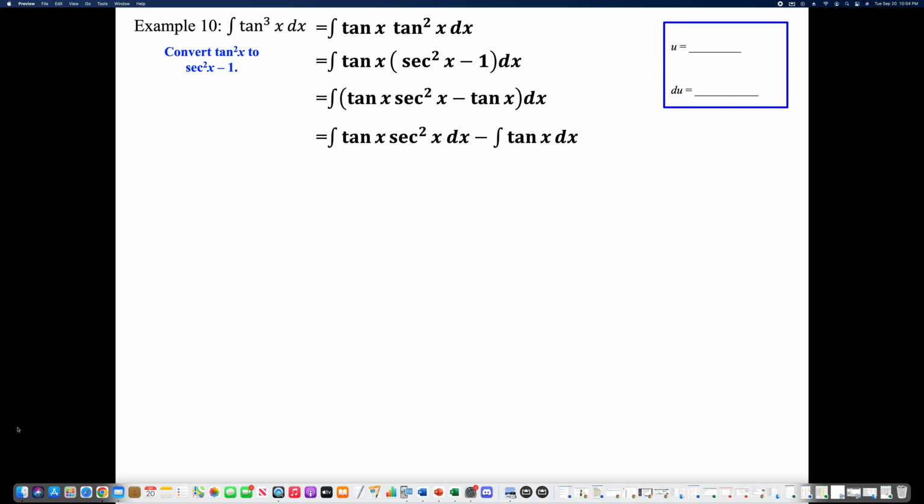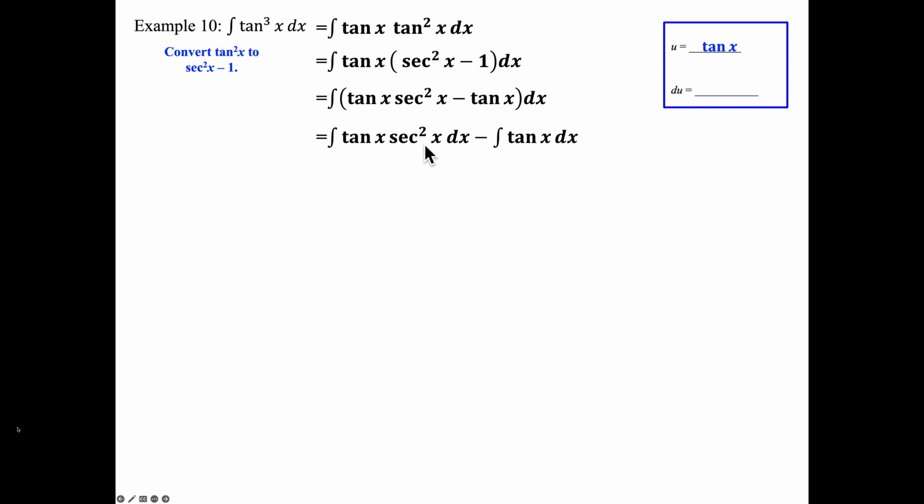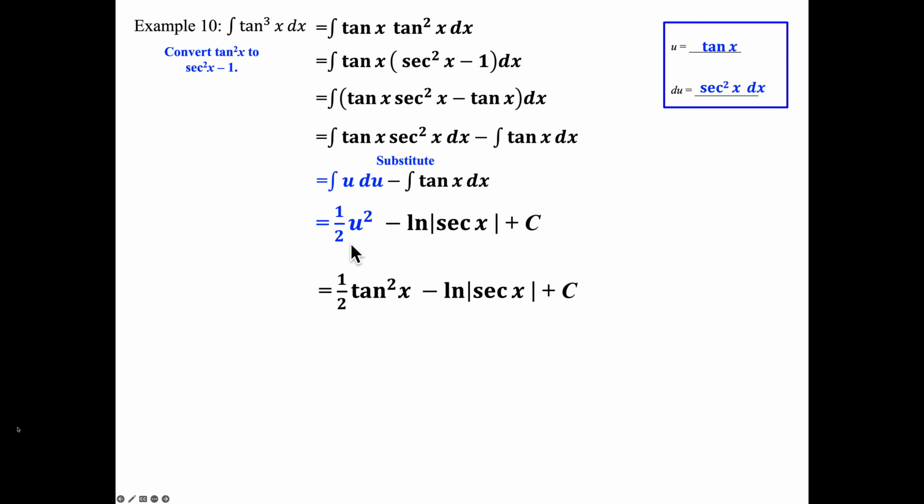And now we'll take the first part and we'll do our powers rule on secant squared. It's an even power, so we'll save that with the dx. U is your tangent of x, that's a straight u substitution. Integrate both of these, so that'll be u squared over 2 minus the natural log of the absolute value of secant x plus c. Put your tangent x back in for the u. 1/2 tangent squared x minus the natural log of secant x plus c.